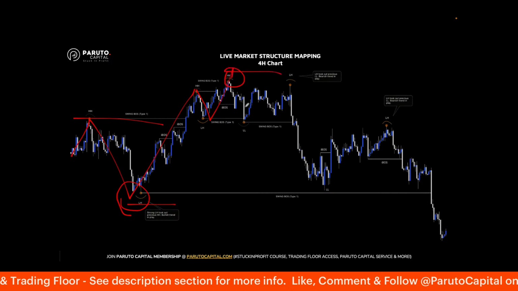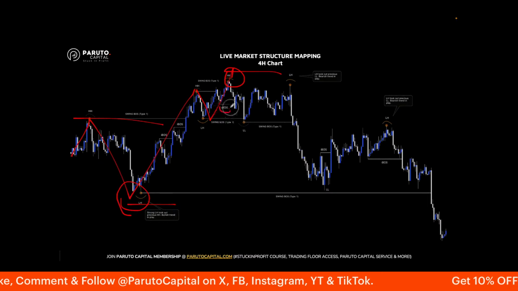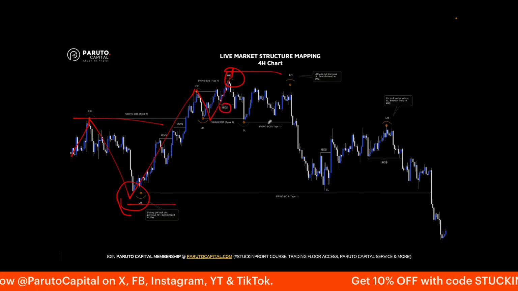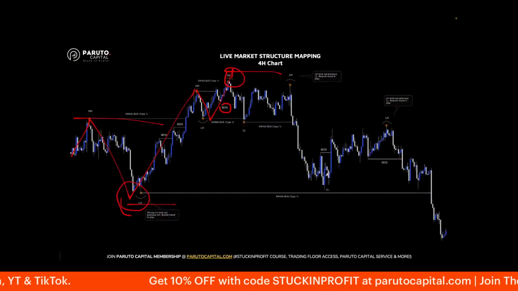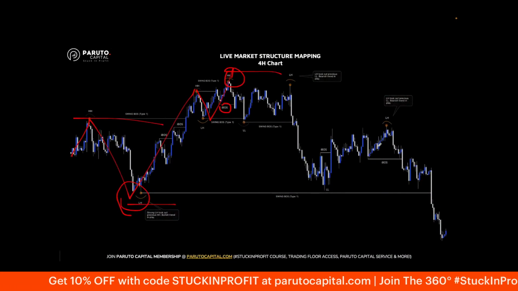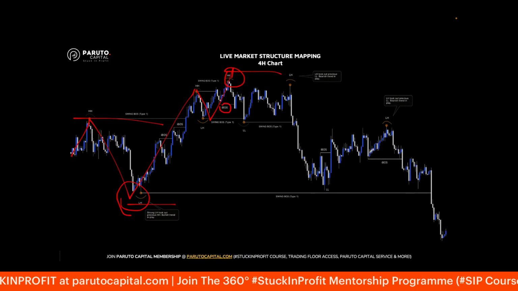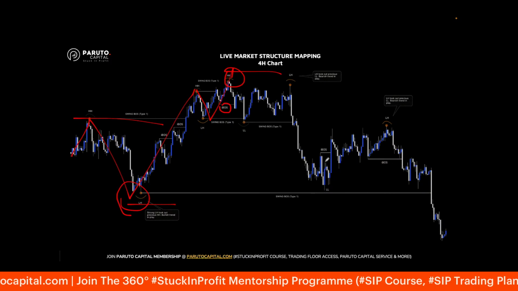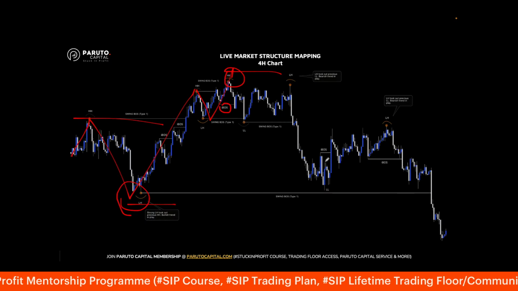So any change of character that you have here, any change of structure, is called an internal change of structure. So that's why you see here, I'm using eyeballs, and all of that in the market. So basically that's that, right? So you get the concept of the type 1 mapping and the type 2 mapping, and how the change of character works in the market, and also the break of structure.